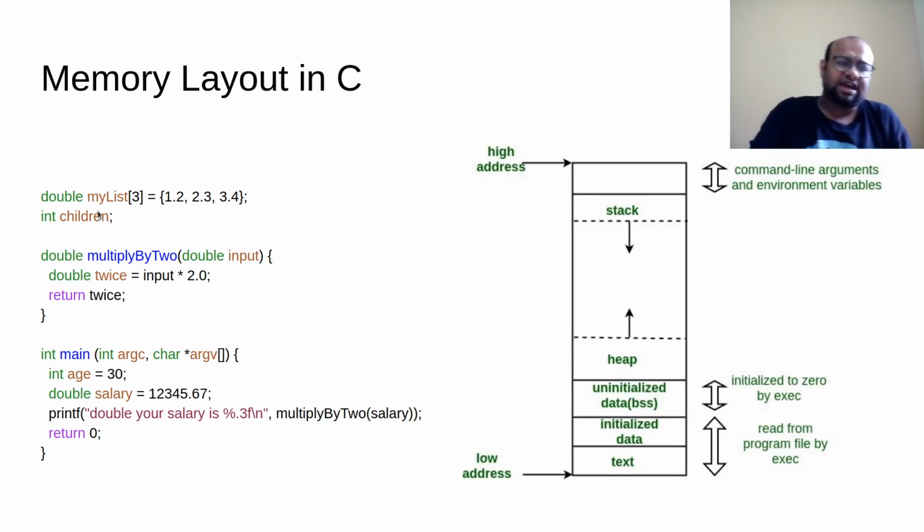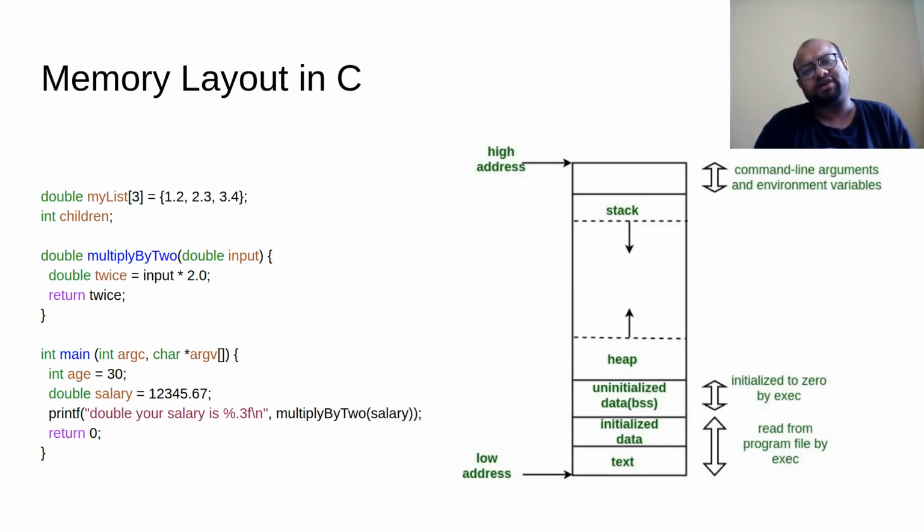So let us look at this with an example. In this program, double my list will be there in data memory. Then int children will be there in data memory as well, but in uninitialized data memory. My list will be in initialized data memory. So your data memory is divided into two parts. In one part, initialized data will be there, in the other part uninitialized data will be there. So we talked about code, text memory and data memory.